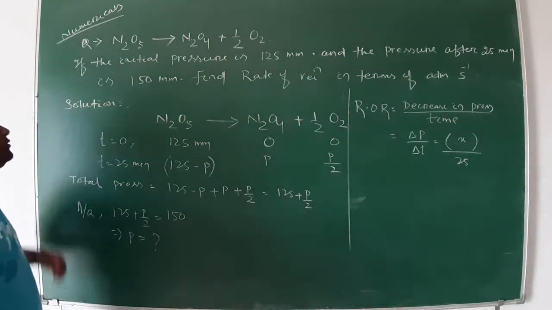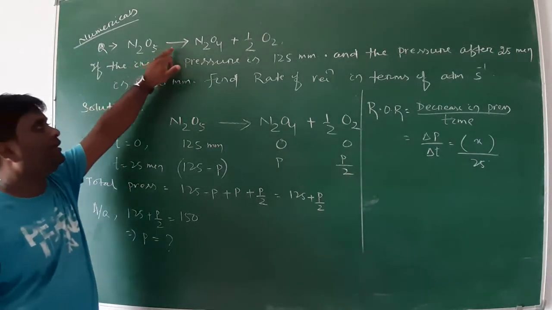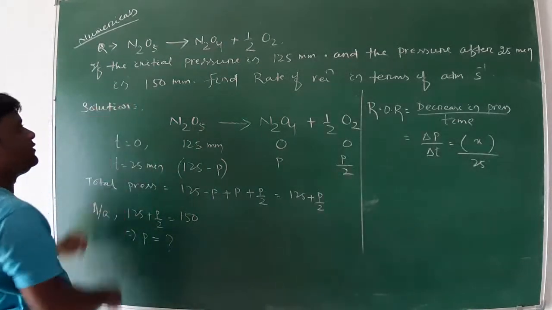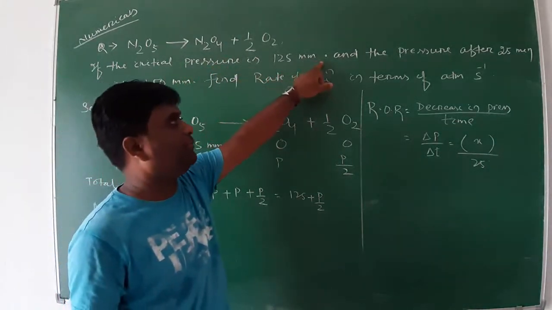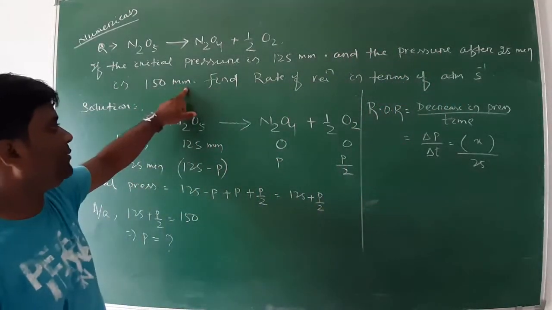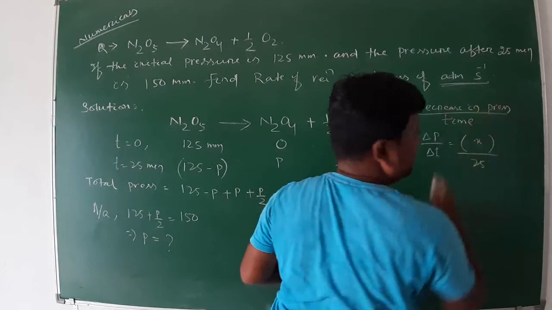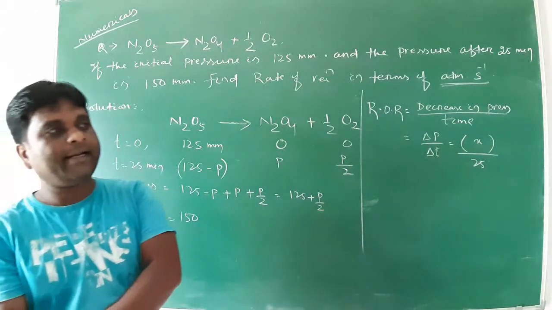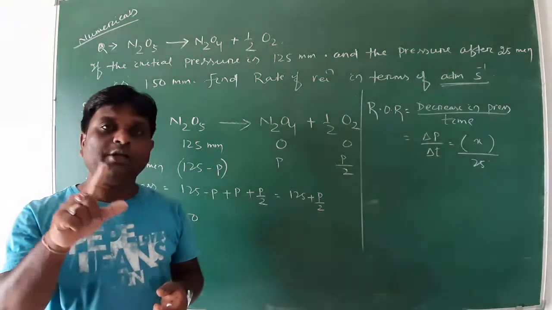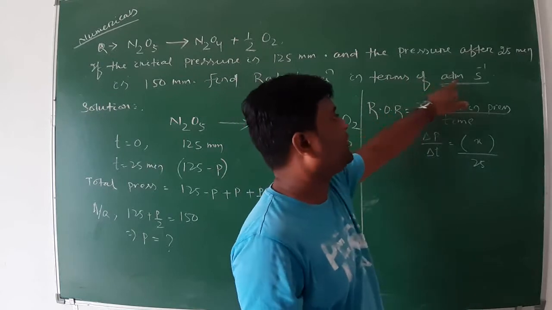Now let us solve some numericals here. The question is given: N2O5 decomposes to give N2O4 plus half O2. If the initial pressure is 125 mm and the pressure after 25 minutes is 150 mm, find the rate of reaction in terms of atm per second. We have already discussed that rate has 2 units. One is atm per second and another is mole per liter per second. So here the question asks for rate in terms of atm per second.